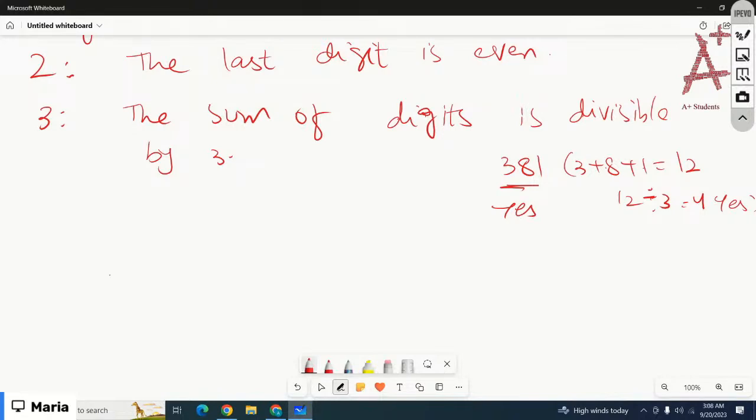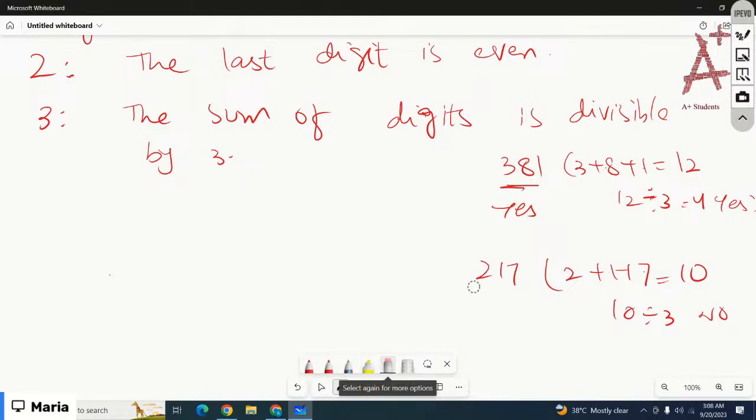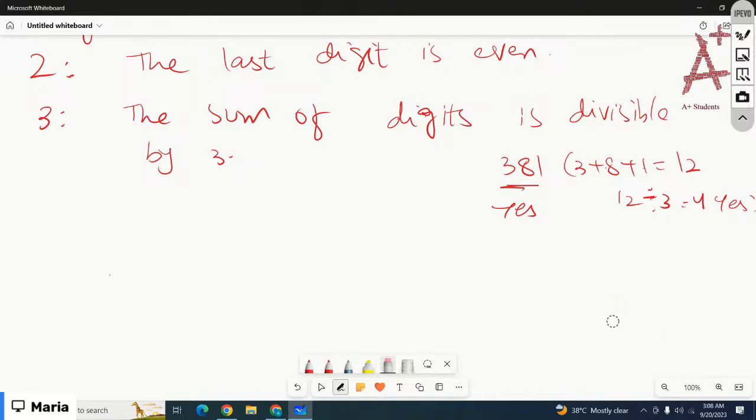Got it? If you have any question, you can ask questions in the chat box. Everyone, can you hear me? The other example is 217, right? Just add the digits 2 plus 1 plus 7. They are 7, 8, 9, 10. 10 is divisible by 3? No. That means 217 is not divisible by 3, right? Just write a yes if you can hear me. So these are the examples for the divisibility rules for 3, right?